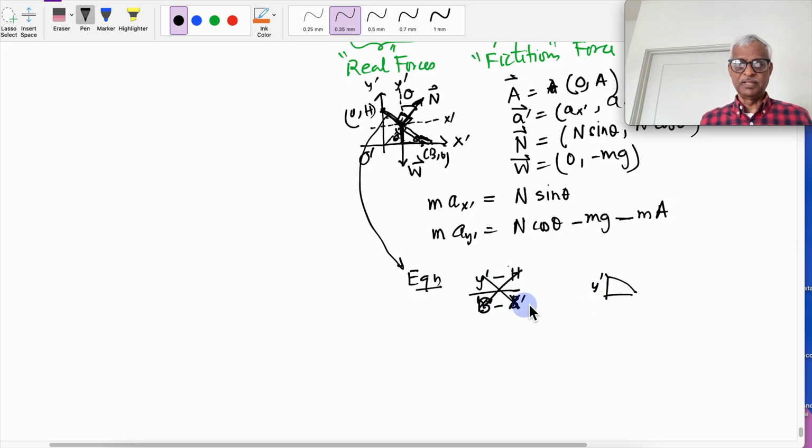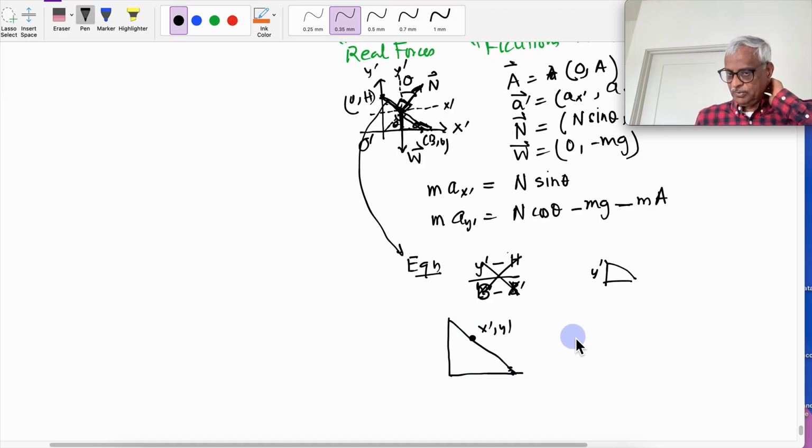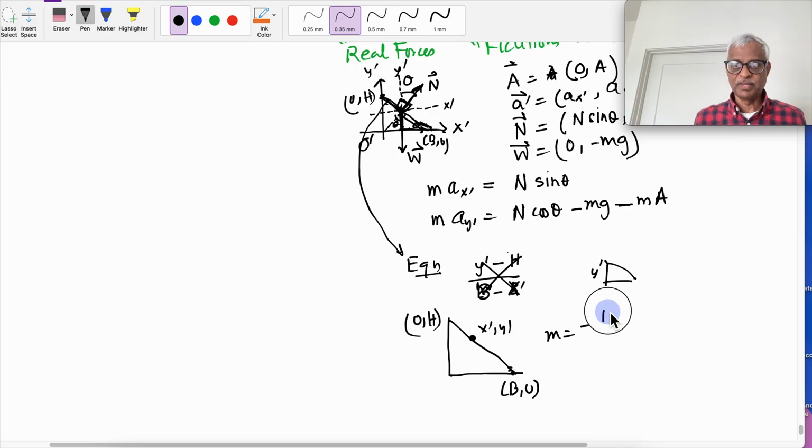Oh, what did I do? That's not the equation of a line that way. So we have the equation of a line this way. So we have x prime, y prime, and you can do it quite different ways, right? So this is b, 0 and this is 0, h. The slope is going to be minus h over b, and it's going to go through this point.